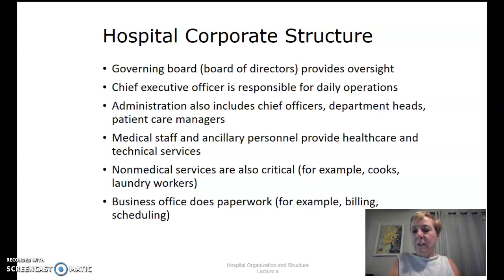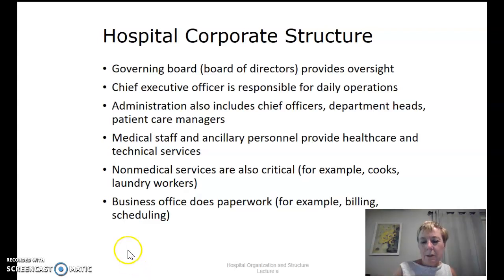You'll also see a chief executive officer. Their job is to oversee daily operations of that facility. Then you have administrators or the administration, and that can be department heads, chief officers, patient care managers, whatever their titles are in the organization. You will have a medical staff, and you will have ancillary personnel who provide healthcare services. Then you got the non-medical services that are critical, your custodial, your maintenance, your laundry, your dietary, all those persons. And then you have your business offices. So there's a lot of different components to a hospital structure.